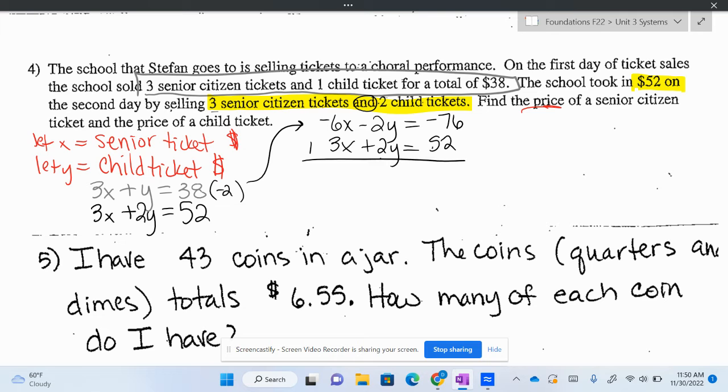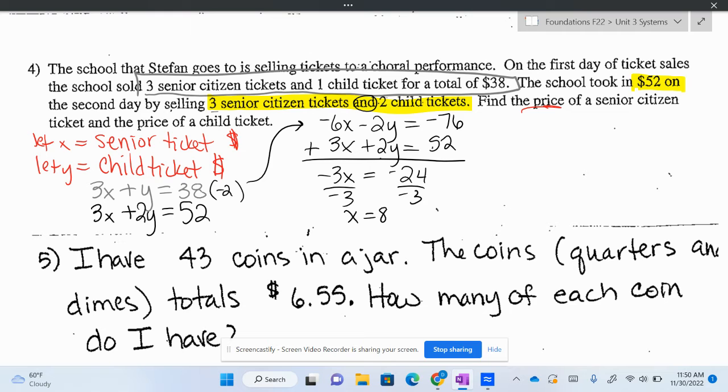I'm going to add these together. So when I add them together, my y's are canceling out. I end up with -3x equals -24. Good job. Divide both sides by -3. And I find out that x equals 8. Okay. So x equals 8.